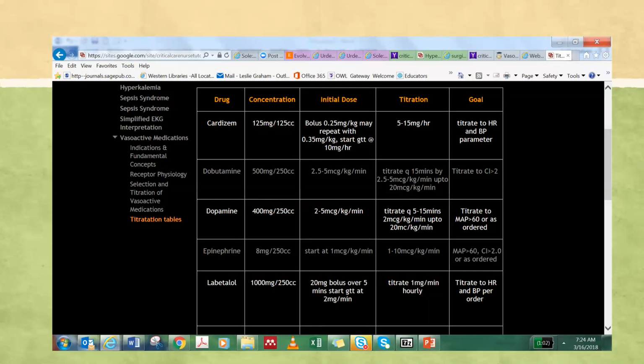Also, they give us the parameters. So Cardizem up there is going to titrate to heart rate and BP. Dopamine is going to titrate to mean arterial pressure greater than 60 or whatever is ordered. Labetalol, titrate to heart rate and blood pressure, whatever is ordered. These are general guidelines. I'm not asking you to memorize a thing, because that's not going to be helpful, but you can look things up. So don't forget, you have that power to look things up.